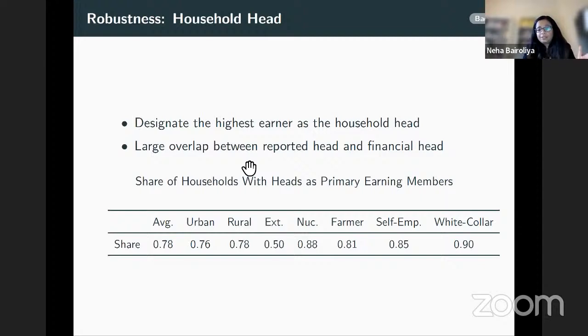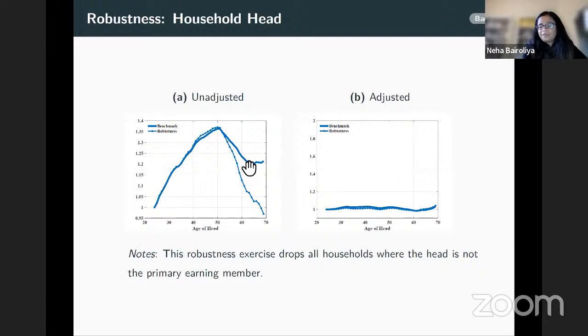Now, we do that, and we find that there is actually a large overlap between the reported head and the actual financial head that we construct. And this is the table showing what fraction of primary earning members or the highest earning members are also reported heads in the sample. On average, 78%, which we think is a pretty large number. And of course, if you look at nuclear families, white-collar workers, this number is even higher. So let's see what we find when we redo our definition of household head, when we consider only heads which are also financial heads.